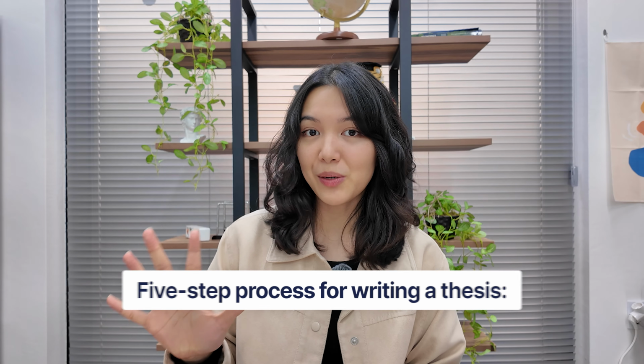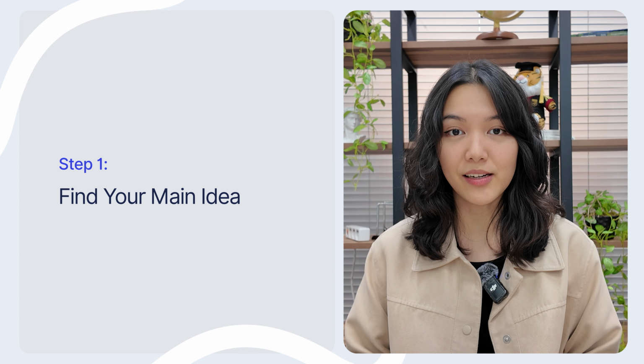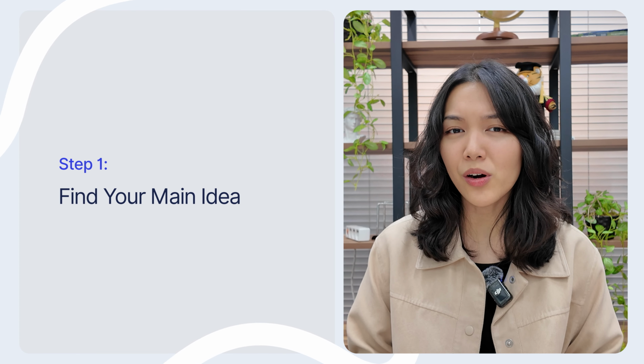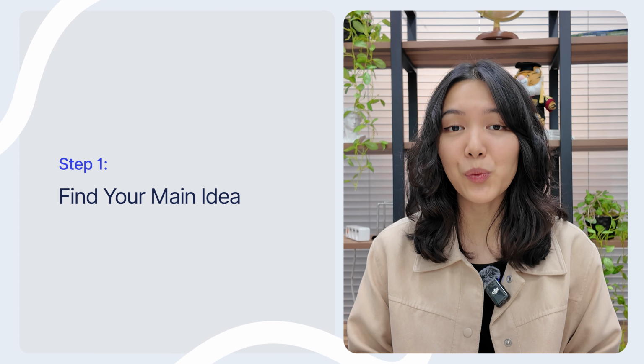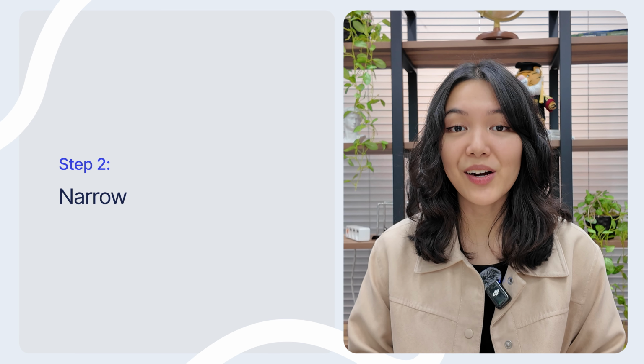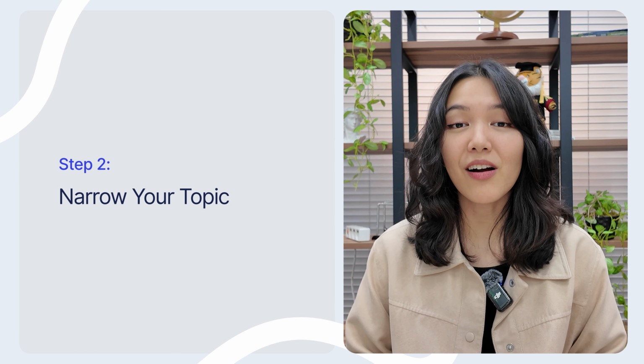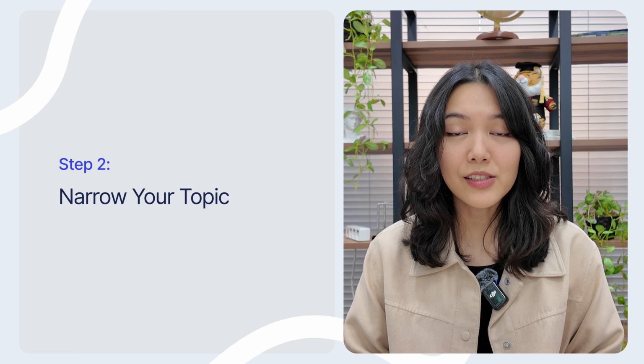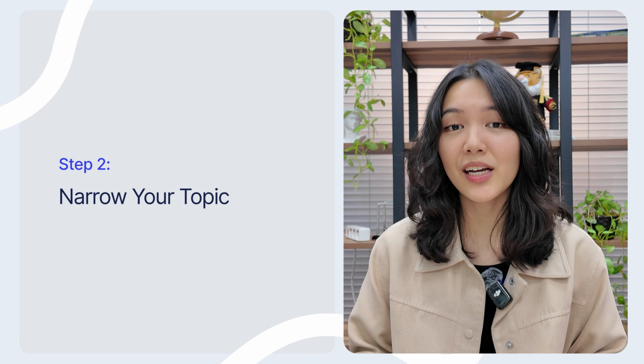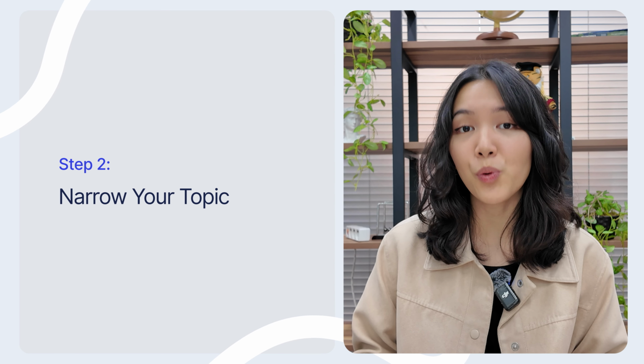Here's my 5-step process for writing a thesis. Step 1. Find your main idea. Ask yourself, what's the core message of my essay? Write it down in one sentence. Step 2. Narrow down your topic. Big topics are impossible to cover well. Instead of social media, try social media's role in political polarization.